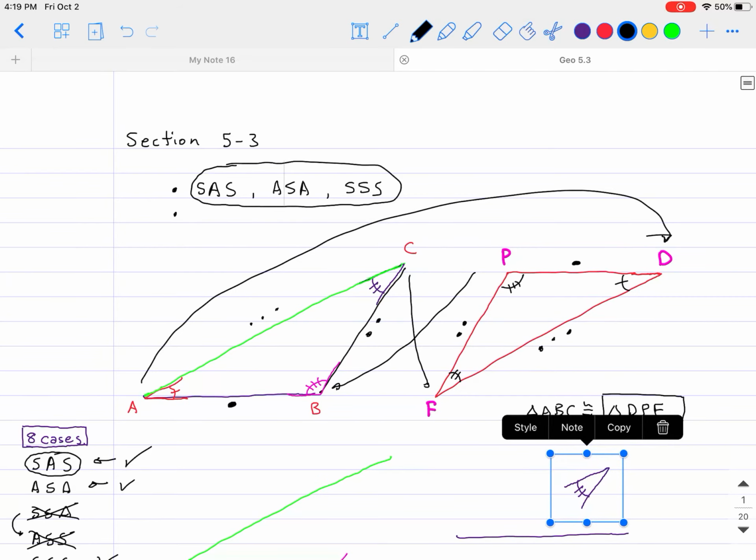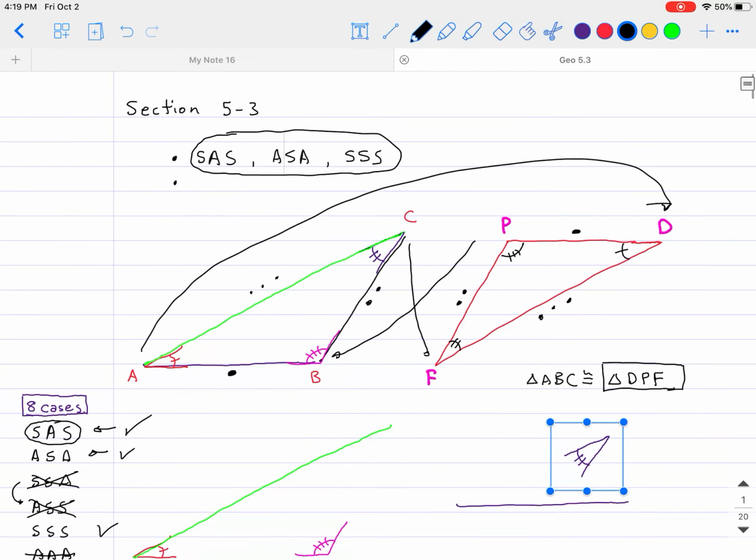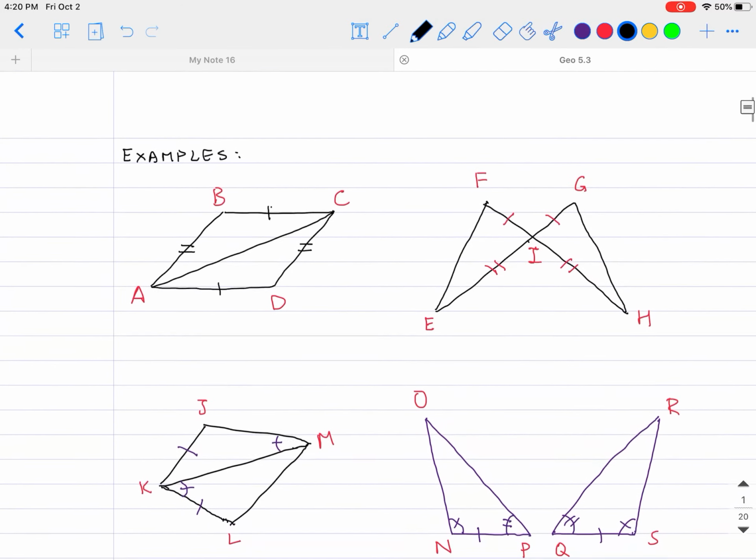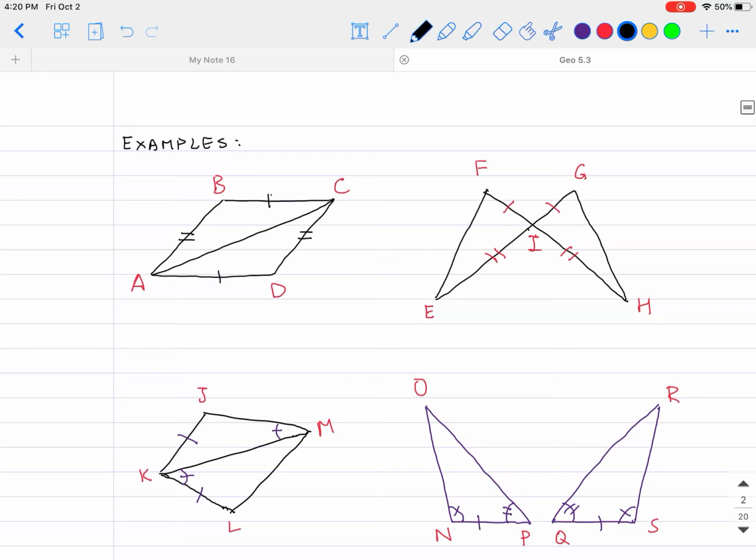But there we go. These are the three things that we have in order to show congruency in triangles. So let's go ahead and see how that actually works out in some examples. Okay, so here are some examples. What I want to do is say, are the two triangles shown going to be congruent to each other? And if so, according to which one of those three? Is it going to be SSS? Is it going to be SAS? Or is it going to be ASA?